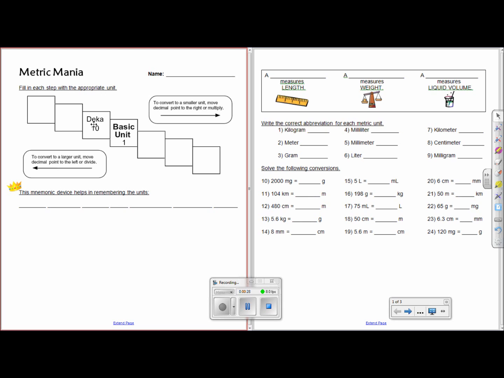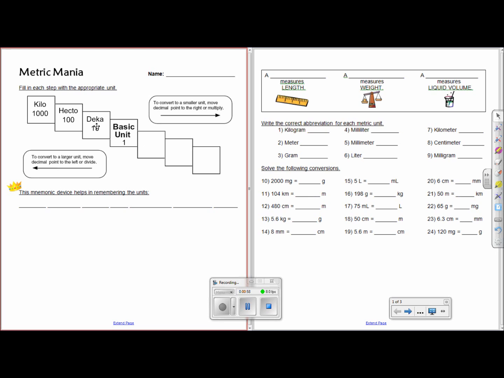If I go from 10 to 100, that's represented with the word hecto. Hecto is for 100. One step farther than that, I go from 1, 10, 100 to 1,000. That is your kilo. So there's basically 1,000 basic units for every kilo. So if you've ever run a kilometer, a 5K, you ran 5,000 meters.